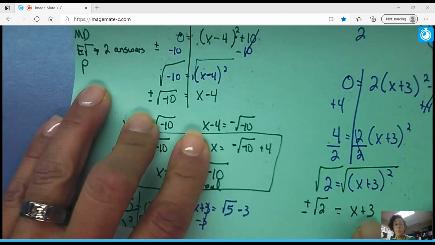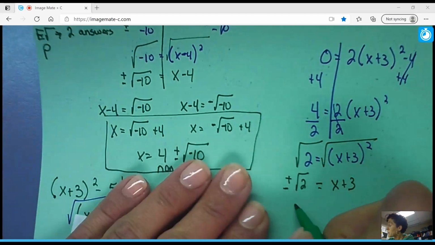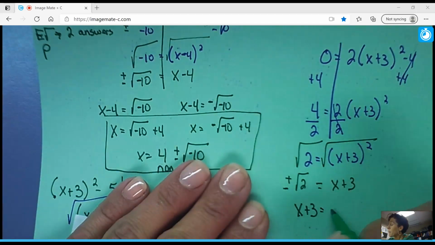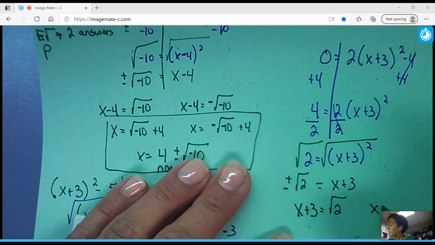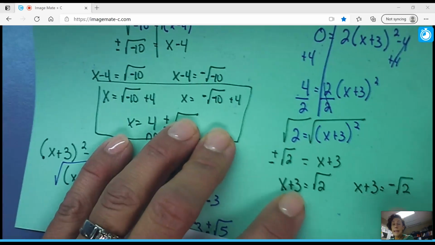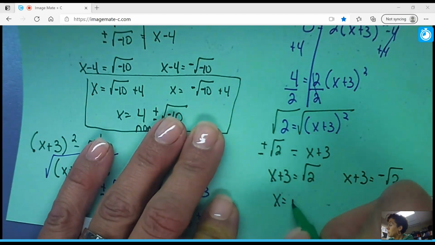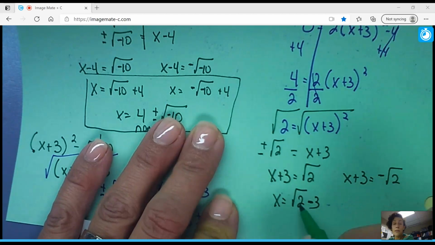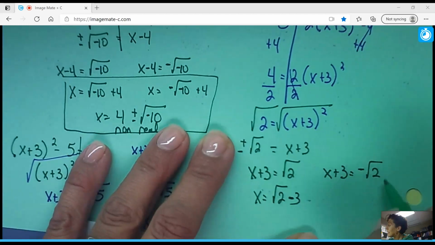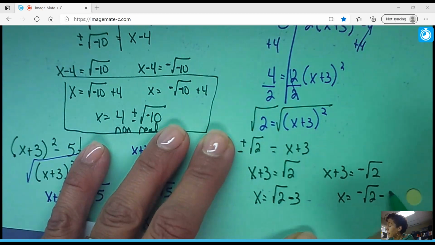And now I'll deal with the parentheses, but this is where I'm going to have two problems. I'm going to have x plus 3 with the positive version of the square root of 2, and I'm going to have x plus 3 with the negative version of it. Either way, to get x alone, I'm just going to subtract 3. So when I do that, it's the square root of 2 minus 3. These are not alike. I cannot combine them. And here when I subtract 2, it's the negative version subtracting 3.